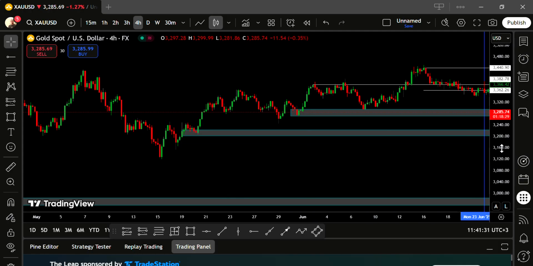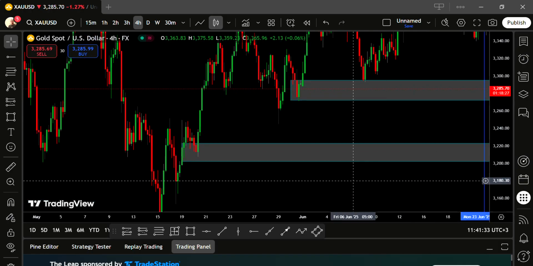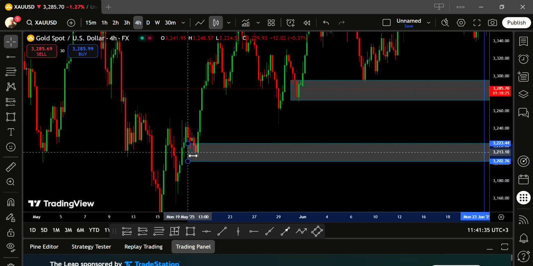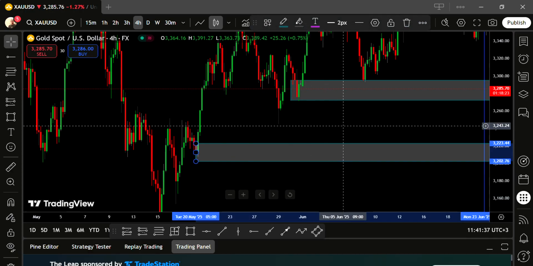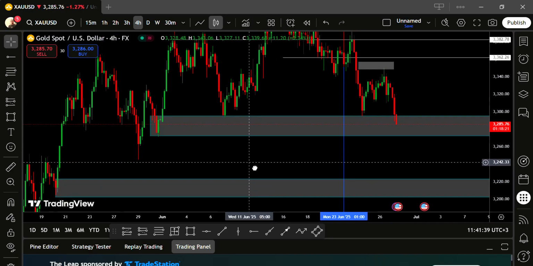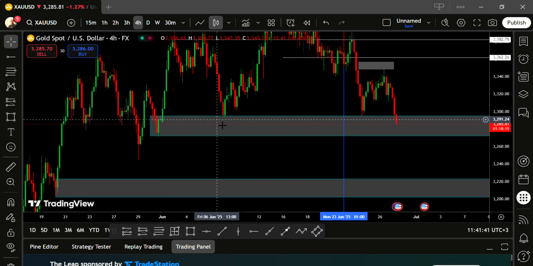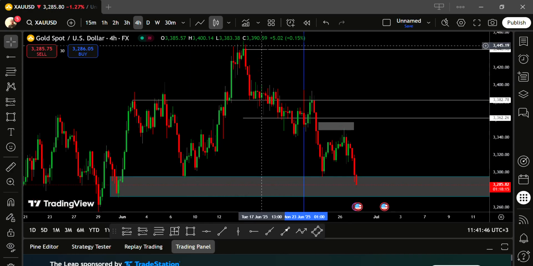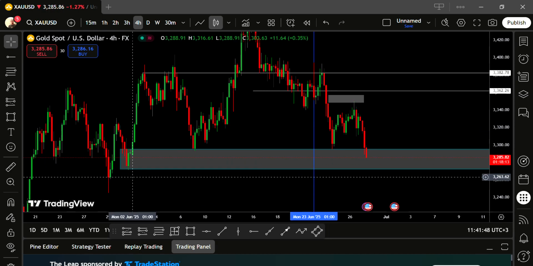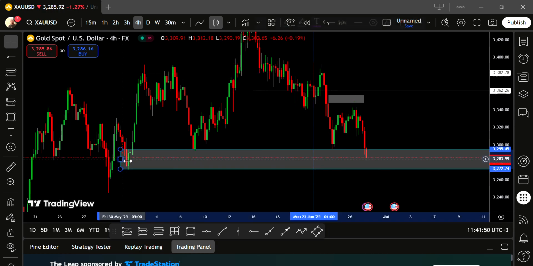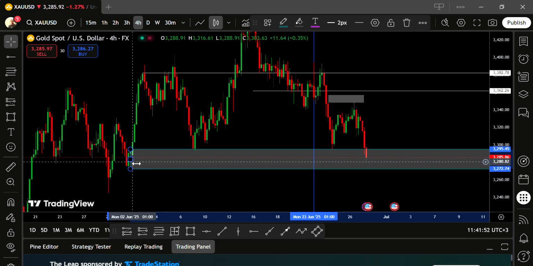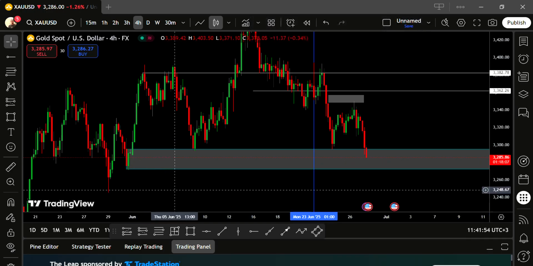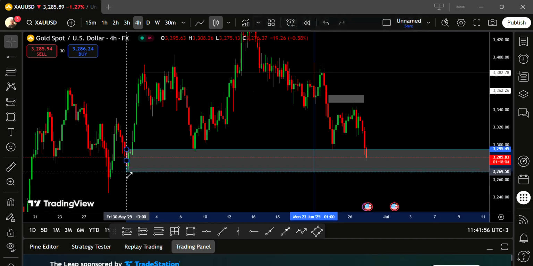Yeah, it is a 4-hour demand zone. This one here. It's not this one. Yes, it is for the 4-hour. This is the one it used last time. You see this move here, a very huge move that it went up to use this demand zone here. So gold has come back to that zone, and currently gold is rotating around the zone.